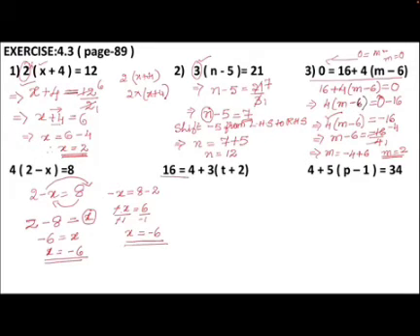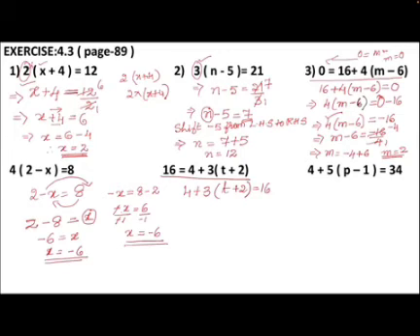You have the equation like this: 16 equals 4 plus 3 into (t plus 2). Now let us shift it. If you want, you can do as it is, or to make it easy, reverse the equation: 4 plus 3 into (t plus 2) equals 16.